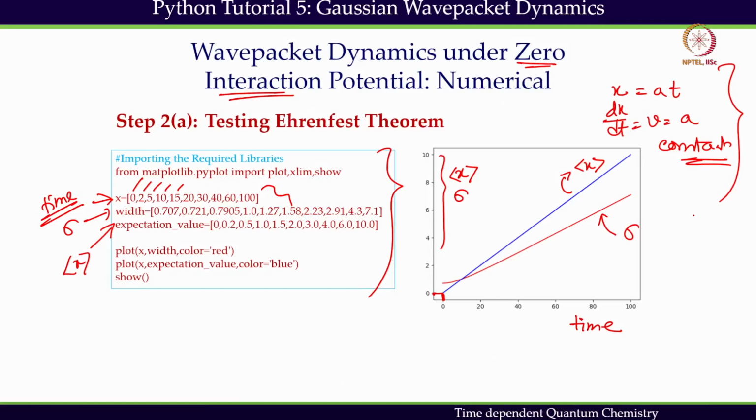The second thing to note here is that sigma, the width spread, is also almost linear with respect to time at a longer time, but at the initial time it is not linear. It is actually non-linear. So how quickly it spreads is non-linear in the beginning, but at later times it remains almost linear. Linearly it is spreading out. So these two facts have come up from this study.